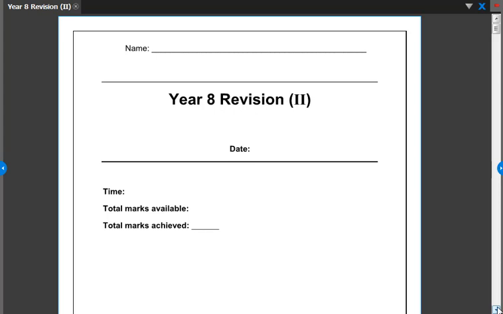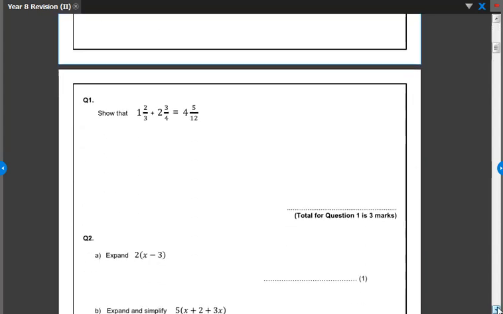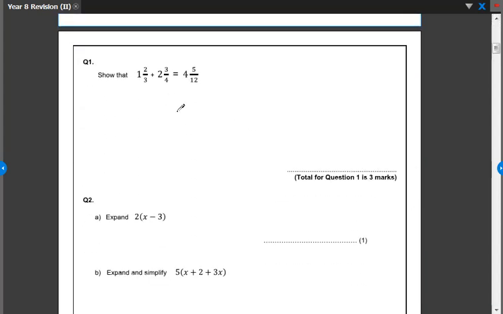Alright, here we go. So this is the revision 2 booklet. So the first one, we just convert these. I'm going to do this quickly because it's quite late. We just rewrite it. So 3 times 1 is 3, plus 2 is 5. So it's 5/3, plus 4 times 2 is 8, plus 3 is 11. 11 quarters.